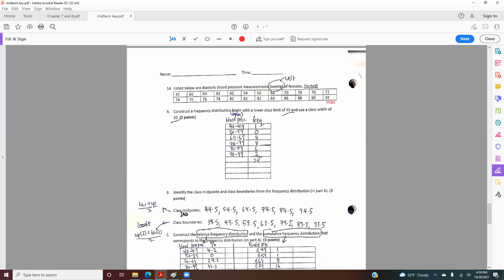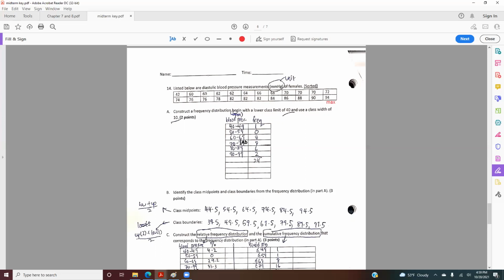To find your class midpoints, you need to take the lower and the upper and then add it up, divide by 2. So 40 plus 49 divided by 2, you get 44.5. You do the same thing for the 50 to 59, 60 to 69, all the way to 99.9. So this is all your class midpoints.